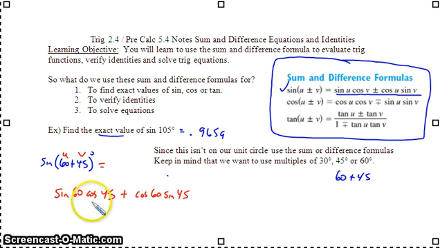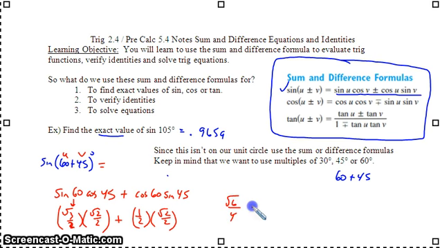This is where we go and get these values from our unit circle. The sine of 60 degrees is the square root of 3 over 2. I'm going to multiply that by the cosine of 45, which is the square root of 2 over 2. Then the cosine of 60 is 1/2, and I'm going to multiply that by the sine of 45, square root of 2 over 2. To multiply these together, I multiply the numerators together and then the denominators together. So I end up with square root of 6 over 4 plus square root of 2 over 4.